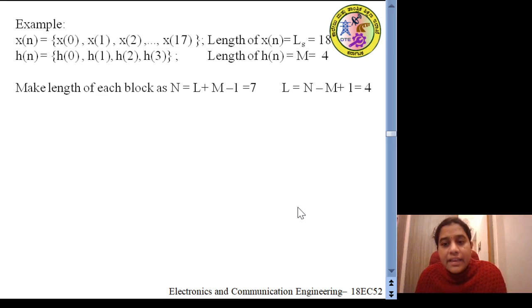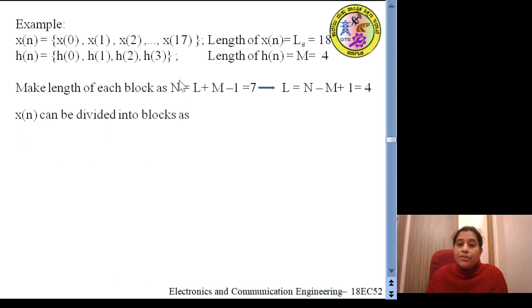So now what we need to do? We have to make the length of each block, that is xi of n, equal to the block length plus the length of h of n minus 1. So we have to do N point linear convolution, where N is L plus M minus 1. M we have considered as 4, and we are assuming the value of N as 7. Obviously the length of the block is L, so L is N minus M plus 1. L is 7 minus 4 is 3, plus 1 is 4.